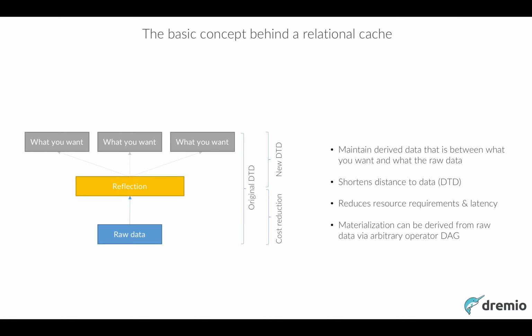Now these reflections can be anything, any materialization of data. They have to be, of course, derived from the raw data, but they can be derived with any arbitrary kind of operator DAG. They can be some kind of relational algebra performed on the raw data.